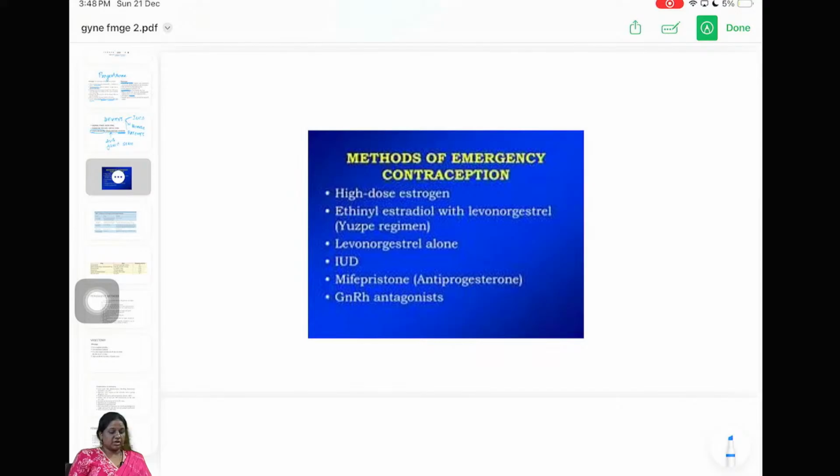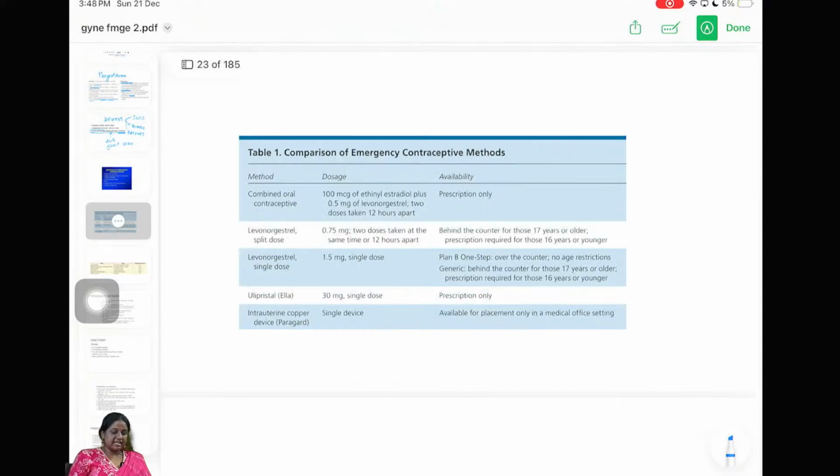Next comes emergency contraception. Emergency contraception, these are the various drugs that can be used. Okay. Once again, progesterone. Progesterone is the first, and next comes OCPs. Okay.